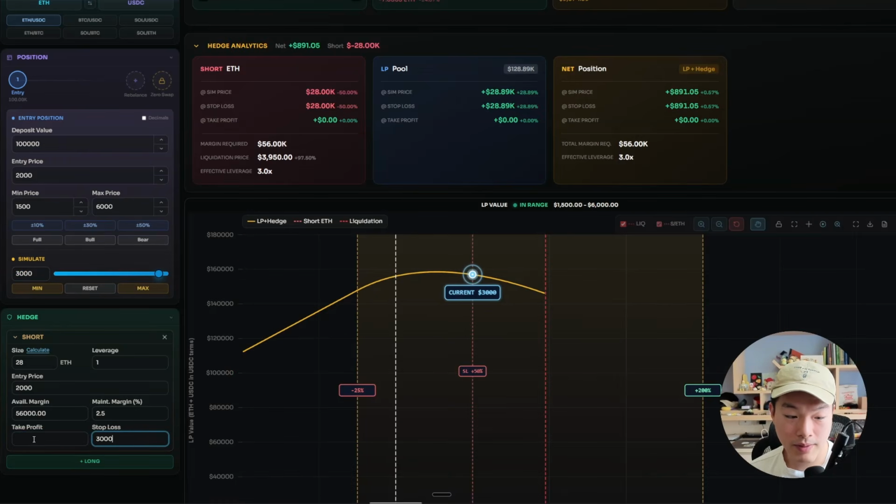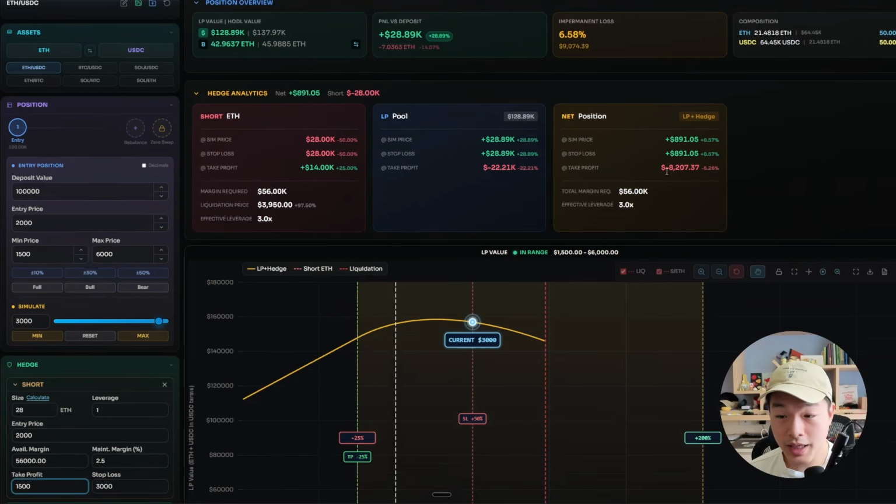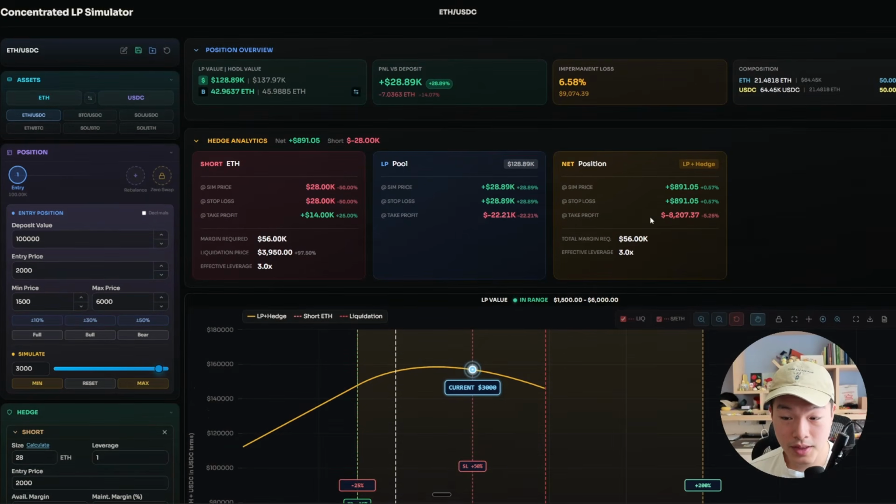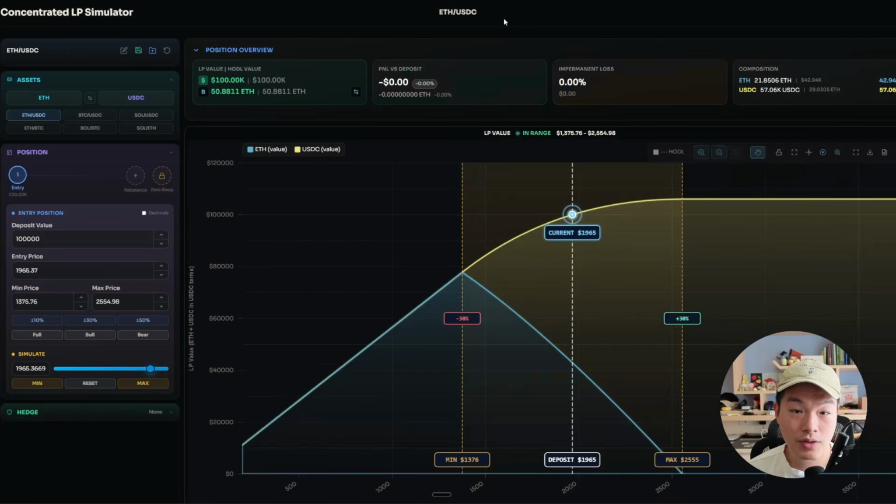So if I put a stop at 3K and then take profit at 1500, you can see this profit and loss amount here. And compared to earlier, we are losing a little bit less money at $8,207. And let me recreate what we had before on a new window so we could compare.